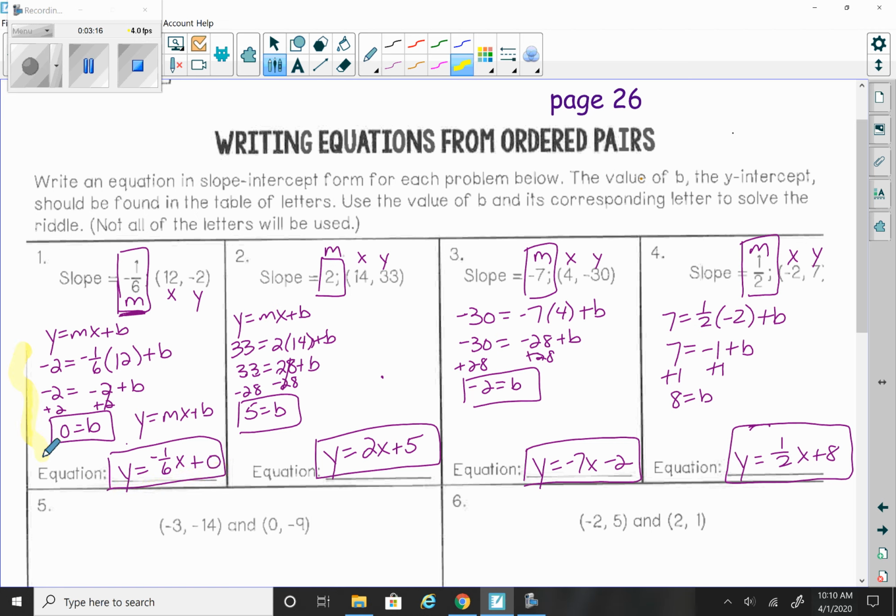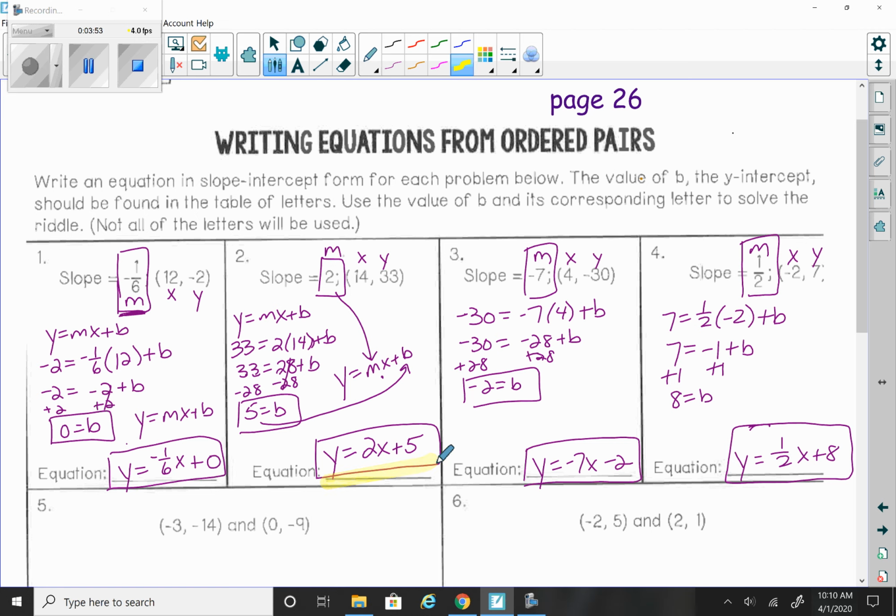In number 2, we have a slope of 2, and our x value is 14, our y value is 33. Again, I plug those into y equals mx plus b. Again, to solve the equation, 2 times 14 is 28. To move the 28 to the other side, I subtract it from both sides. 33 minus 28 is 5. That means I have a y-intercept or b value of 5. So again, taking that slope-intercept form, y equals mx plus b, you take the slope of 2 and then the y-intercept that you just solved for, 5, plug it in to get your equation, y equals 2x plus 5.